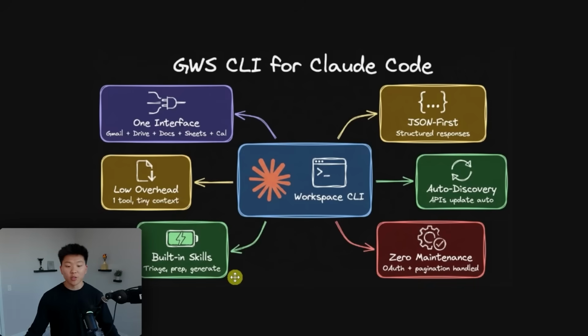It has built-in skills for triage, for prep, for generations. Like I said, there's 100 others. And it's not much overhead because it's basically just one tool. It's not the same as having all these different API endpoints or all of these different MCP configs and tools that would take up more context.